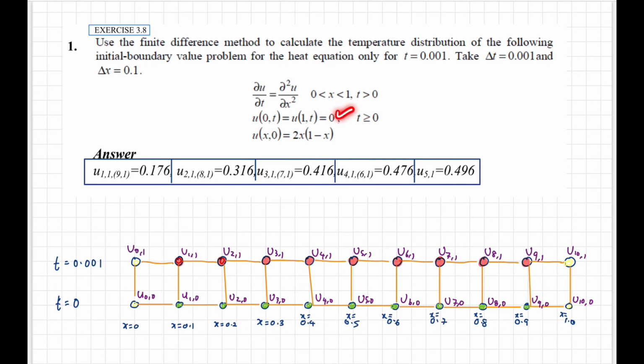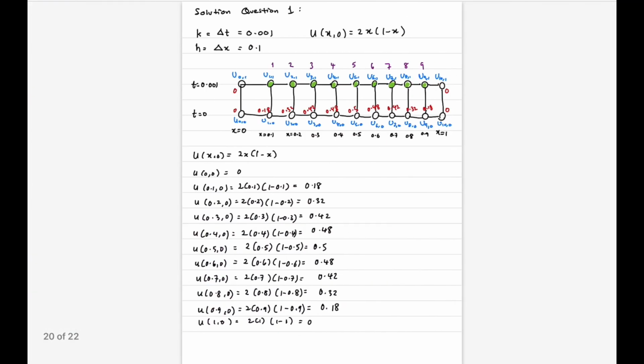From this condition, you know that the boundary values are 0. This will be equal to 0, equal to 0, equal to 0, and equal to 0. So you need to find the green point. So this is the yellow, and this is the green point. This is the red point. This is the value of U10, U20. Okay, these are the values of the green points.